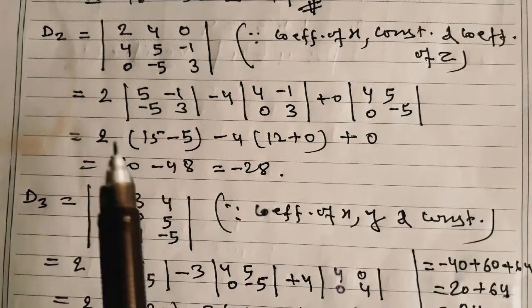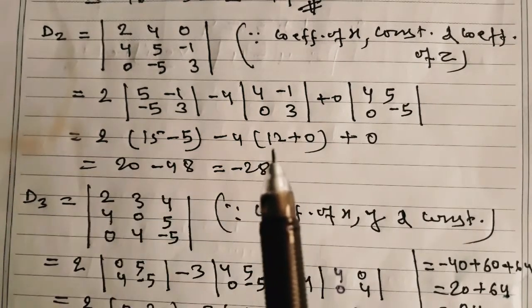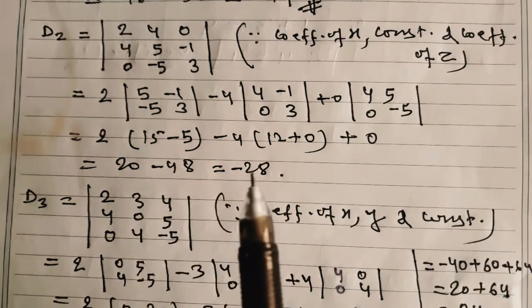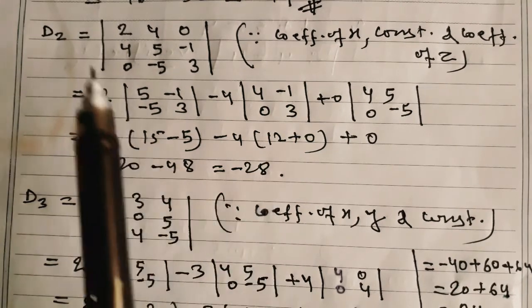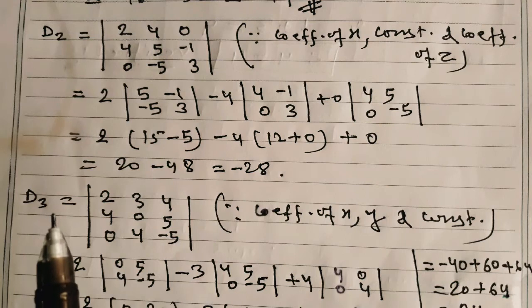15 minus 5, 10. 10 twos are 20. 12 plus 0, 12. 12 fours are 48. So 20 minus 48, we get minus 28. So minus 28 is the value of D2. Now next we find the value of D3.